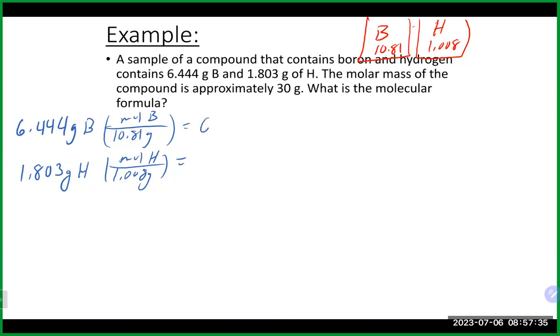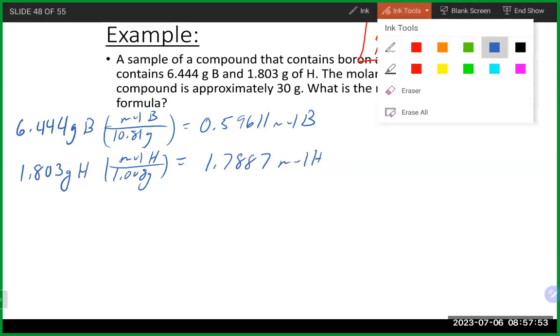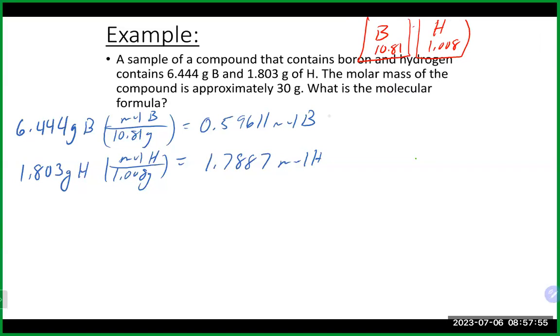That's going to give us 0.5961 moles of boron. 1.803 divided by 1.008 gets us 1.7887 moles of hydrogen. In this case, obviously it looks like our boron is the smallest, so we'll divide by 0.5961 for each of these.